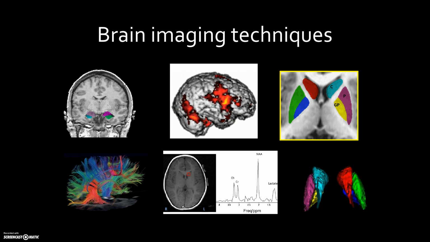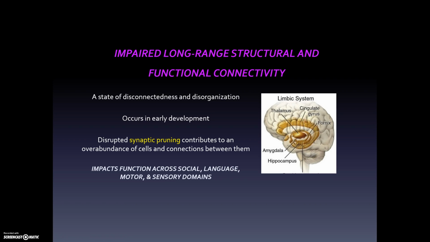And there are many different techniques that have been used to study the brain in autism, including functional magnetic resonance imaging, which allows us to see the different parts of the brain that are active during certain mental tasks. It allows us to map the connections between different parts of the brain. It allows us to look at the chemical composition of different regions of the brain, as you can see in this diagram here. And we can look at the shape, size, volume, and other features of the structure of different parts of the brain.